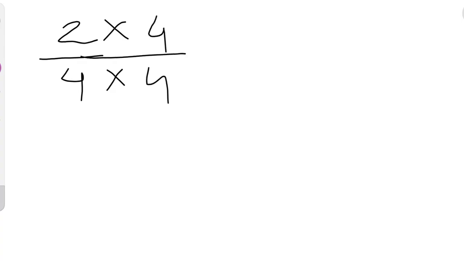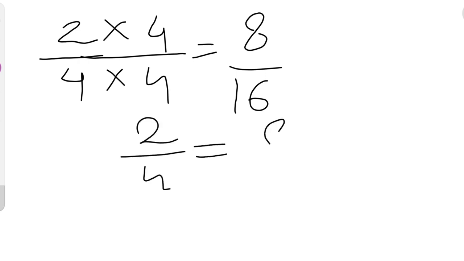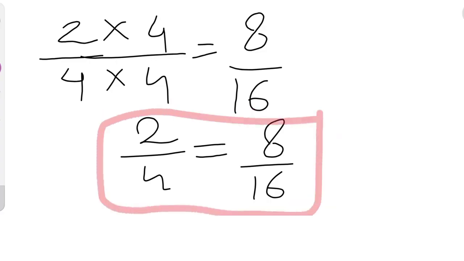When you multiply the numerator and denominator of a fraction by the same number, like I'm doing here with 4, you will get an equivalent fraction. That means the value of the two fractions will be the same. Here 2 by 4 and 8 by 16 have the same value. They are equal. 2 by 4 is equal to 8 by 16. Understood? Equivalent fractions have the same value.